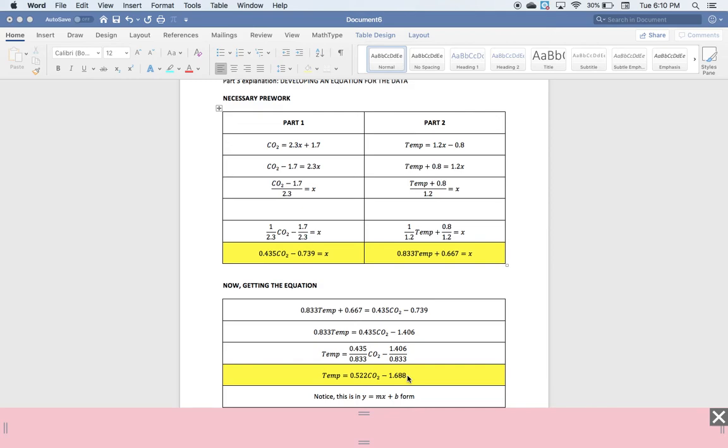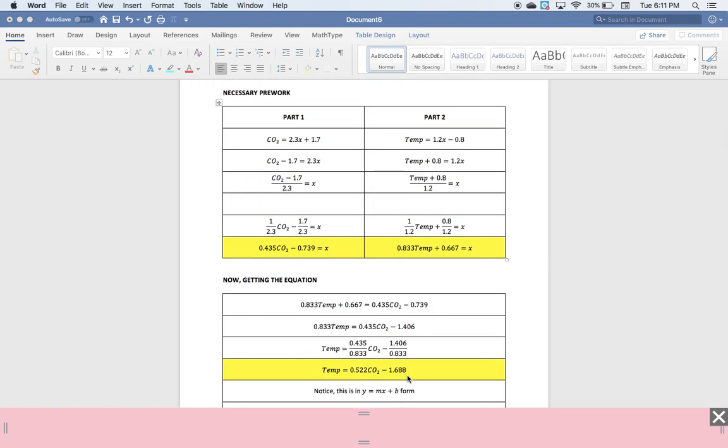Notice that this is in y equals mx plus b form. This is all you need for part 3. You do not need to do two different equations. You do not need point slope form. This is enough. Okay? So again, these are made up equations from part 1 into part 2, which means this is also made up. You're going to have to use whatever equations you have from part 1 and whatever equation you have from part 2.